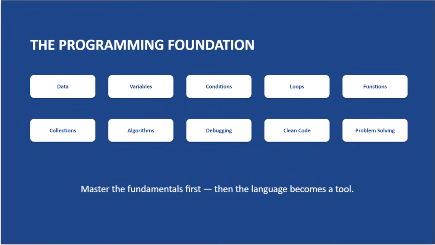The programming foundation. All of these concepts work together. We use variables to store data, operators to manipulate it, conditions to make decisions, loops to repeat operations, and functions to organize reusable logic. We use collections to manage groups of data, and algorithms to design solutions. We use debugging and testing to make our programs reliable, and clean code to make them easier to understand and maintain. The most important lesson is this: master the fundamentals first. Then the programming language becomes a tool for expressing your ideas.